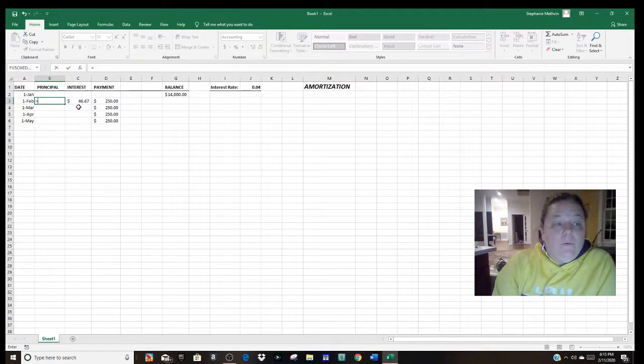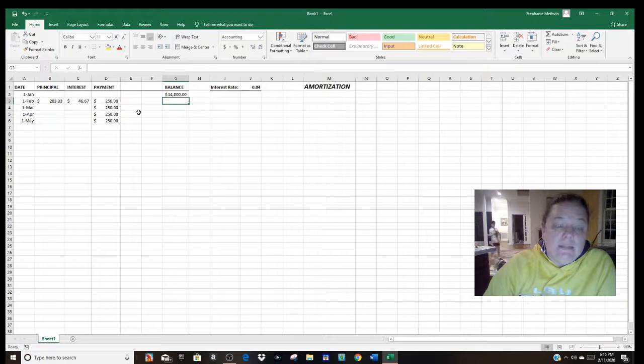My principal will be whatever payment I made, so it's going to equal the payment minus the amount that the banker is going to take to put in his pocket. This is the amount that will actually help me out, that will go toward my balance. So my balance after February 1st, after I made my payment, is going to be equal to last month's balance minus that principal, because that's the only part I get credit for. I don't get credit for the interest. You have to pay it, but it's not going to help me out on my balance.